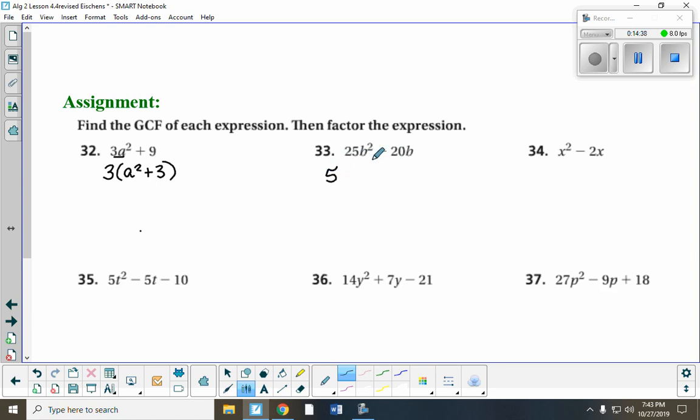and then we could also take out a b. So we would have 5, 25 divided by 5 is 5. And if we take out a b, we would just have a b there. And 20 divided by 5 is 4. And if you take out the b, you would just have that 4 left.